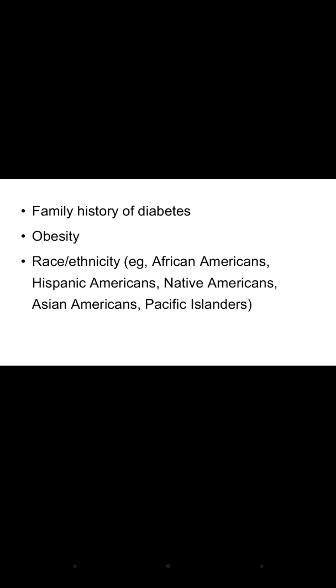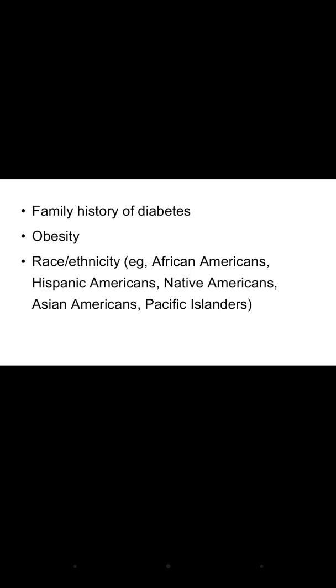Then family history of diabetes. In the family, if the father, mother, or sibling has diabetes, then the person is more at risk of having diabetes mellitus. Then obesity. Then race and ethnicity. It is more common in African Americans, Hispanic Americans, Native Americans, Asian Americans, and the Pacific Islanders. So these are the risk factors for diabetes mellitus.